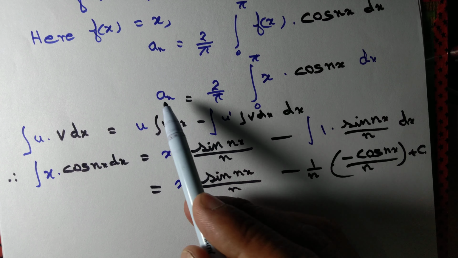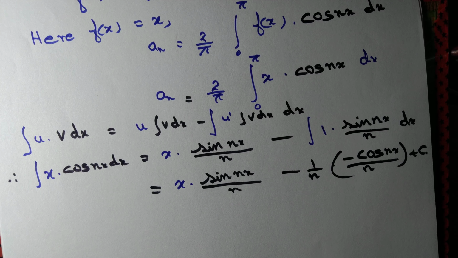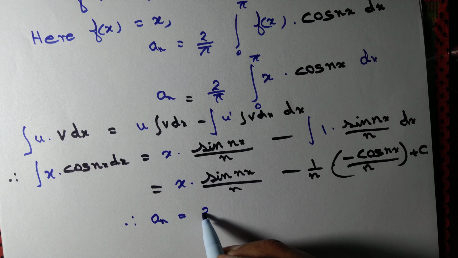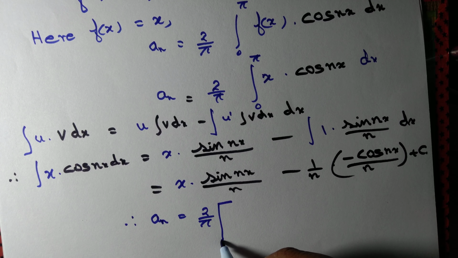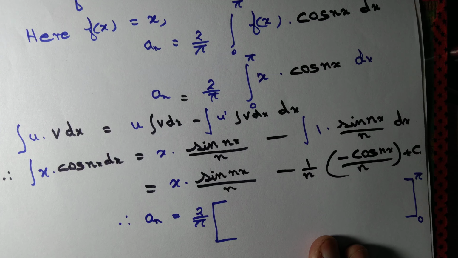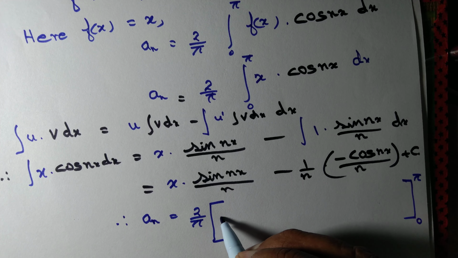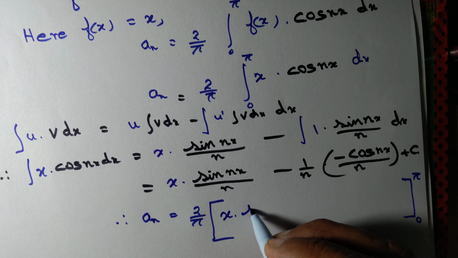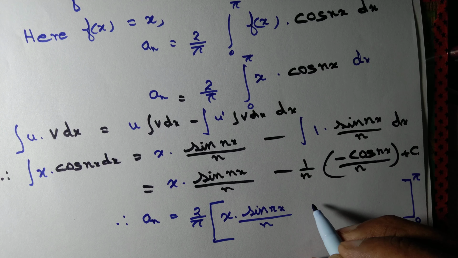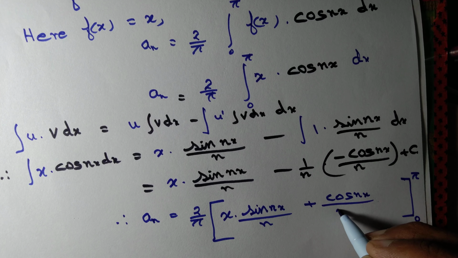Now, if we want an, it is 2/pi integral 0 to pi, so we have to put the upper limit and lower limit. Therefore, an equals 2/pi, applying limits 0 to pi on x into sin nx by n, minus minus plus, so plus cos nx by n².